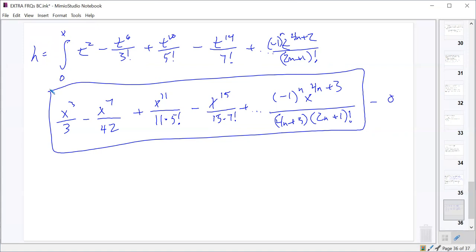Everybody good with that? The first part of part C? Okay, and then it says use the first two terms to approximate h of 1. So we're going to write down here using just 2 terms.